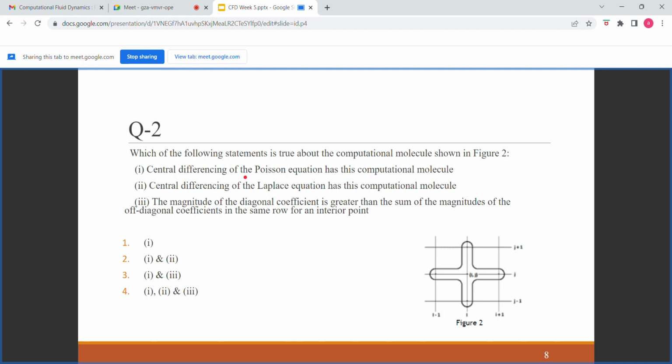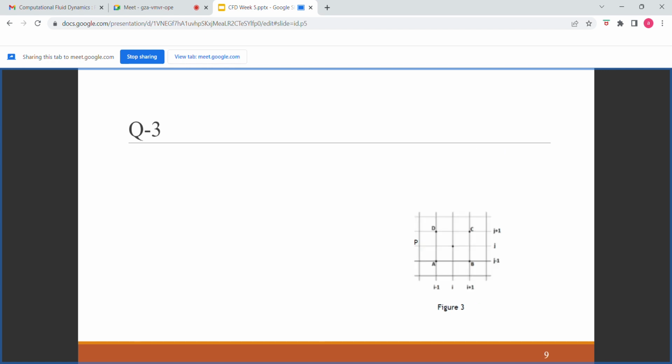In option 2, it is given that the central differencing of the Laplace equation has this computational molecule. This is also true. Option 3 says the magnitude of the diagonal coefficient is greater than the sum of the magnitudes of the off-diagonal coefficients in the same row for an interior point. This is not true, or we cannot estimate it. So basically options 1 and 2 are correct. So the answer to this question is number 2. We'll see if it is the correct answer. So we'll move on to question 3.